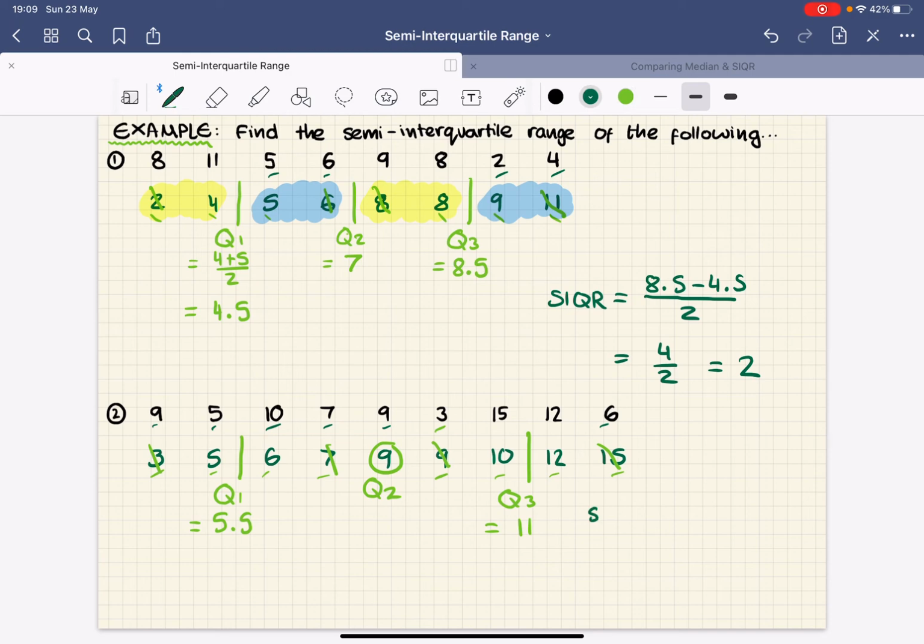So my semi-interquartile range is going to be 11, take away 5.5, divided by 2. So 11 take away 5.5, that is just still going to be 5.5, divided by 2, which is just going to come out as 2.75.